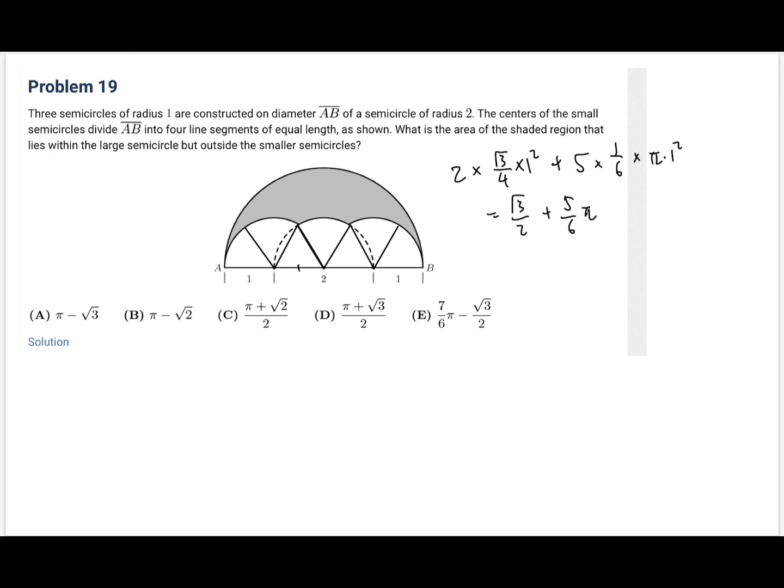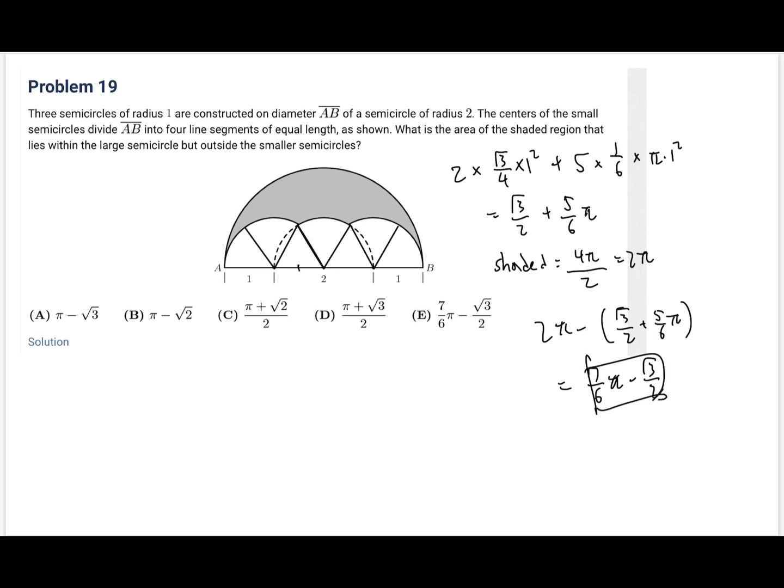So this is the unshaded region, right? And so the shaded region is the whole semicircle, which is 4 pi over 2. So this is 2 pi. So 2 pi minus this much, right? Root 3 over 2 plus 5 over 6 pi. So this is 7 over 6 pi minus root 3 over 2. This is the same thing as E, so the answer is E.